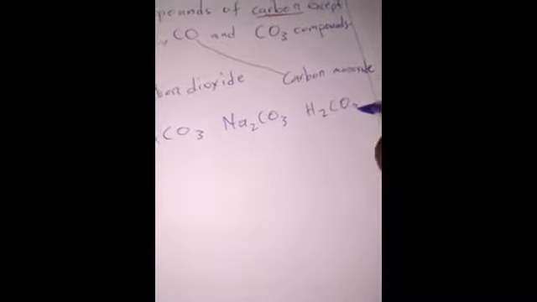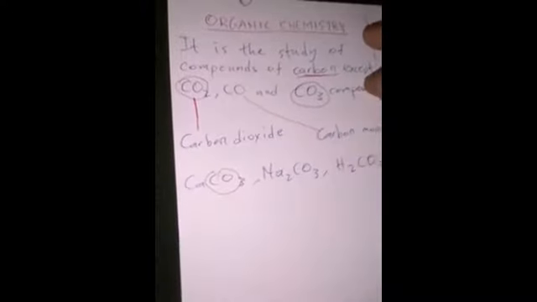For example, we can have Na2CO3, we can have H2CO3, that is carbonic acid. All these, when any compound contains them, cannot be qualified to be an organic compound. So a compound that contains CO3 is out of organic compounds.